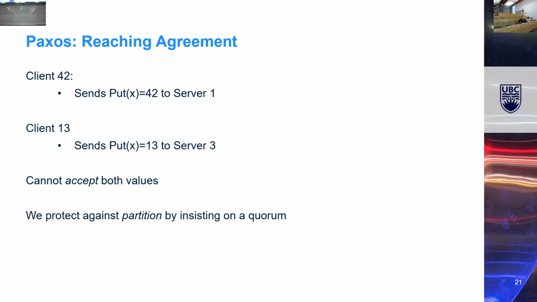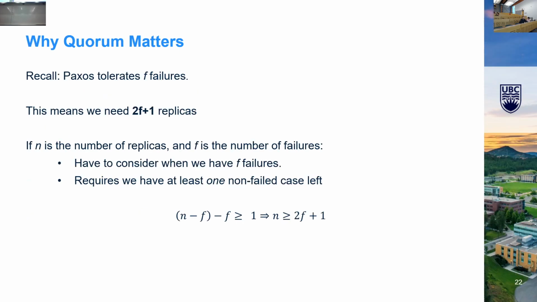So in Paxos, how do we reach agreement? You know, we pick a couple of clients. I picked client 42 because we know that's the answer. So we do a send put of 42 to server 1. Client 13 says send 13 and put that in X to server 3. We can't accept both values. That's the whole point of having this protocol. The reason that we use a quorum is to protect ourselves against a partition. We don't want to have that split brain.